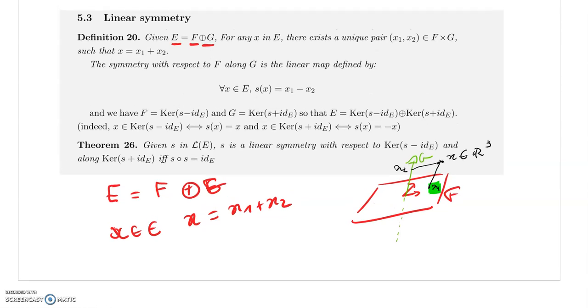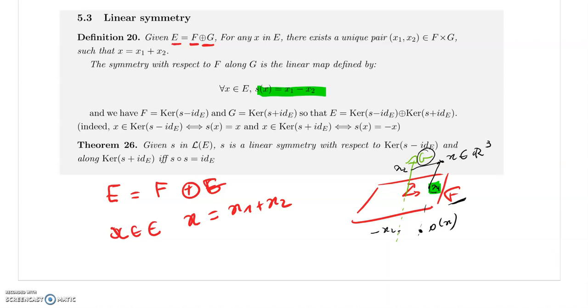Now with the linear symmetry, we are going to describe it as taking the difference x1 minus x2. So what does it give us really when we take this? We take the same x1 and we take minus x2. Minus x2 is going to go here. So what do we get? We are about here. That would be the symmetric of point X with respect to F along the direction G.